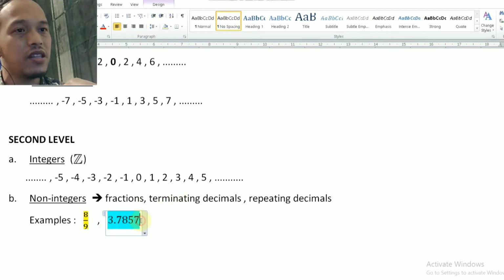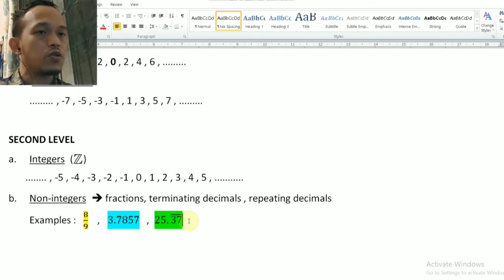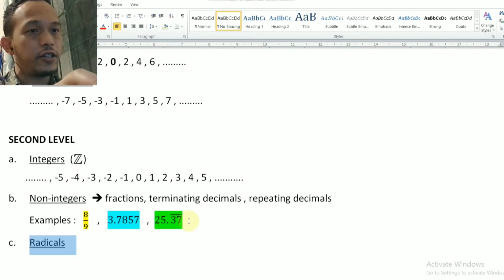Terminate means there is an end to your decimals, not being approximated. The decimal just has a finite number of digits. Next are the repeating decimals. For example, 25.37373737 and so forth. Although it can be seen as an endless decimal, there is a pattern here, which is repeating. So this one is also a non-integer. This is also a rational number, and I will show you why later.